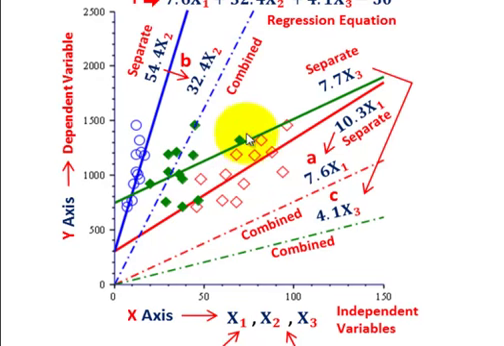Okay, so starting out with an XY graph here, we're going to have three different sets of data points that we're going to be looking at. And along our x-axis, this is where we have our independent variables, and we're going to look at three of them here, x1, x2, and x3.